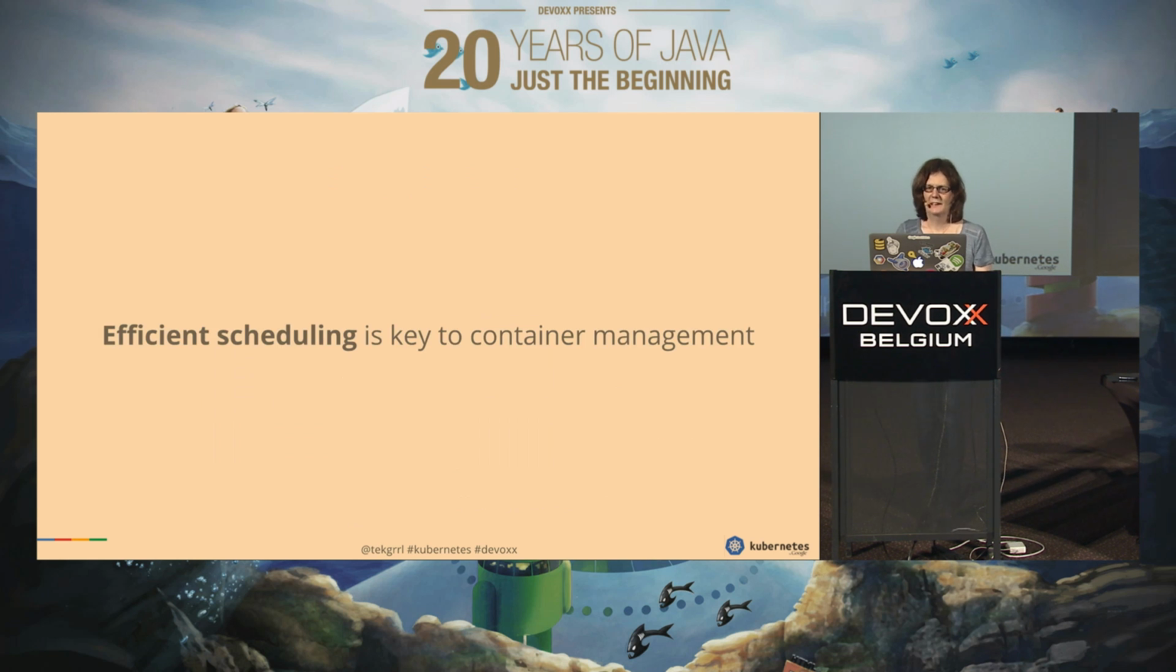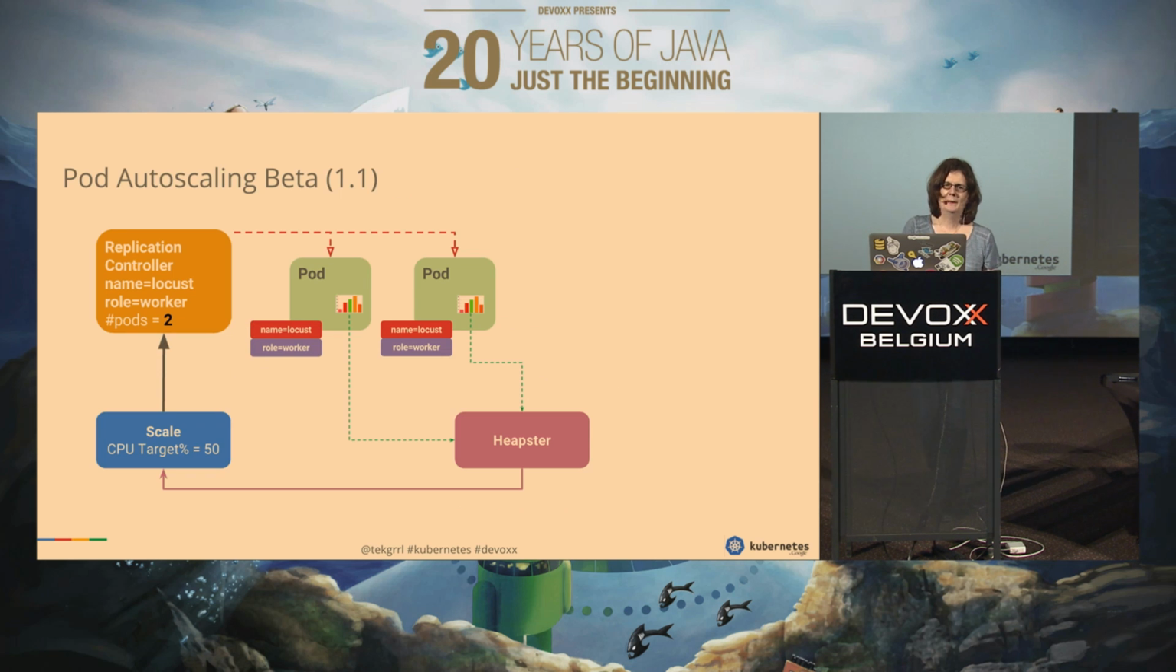So efficient scheduling is ultimately the key to container management. Let's talk about autoscaling and how this works. We'll go back to this shortly, but let's show this in real time.